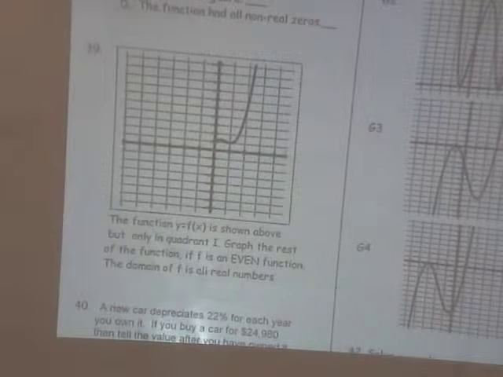Reflecting across the end. Okay, if it's an odd function, you might want to write this down. If it's an odd function, it's going to be a reflection across the origin. Odd origin, OO, right? If it's an even function, it's a reflection across the y-axis. You might want to write this down.